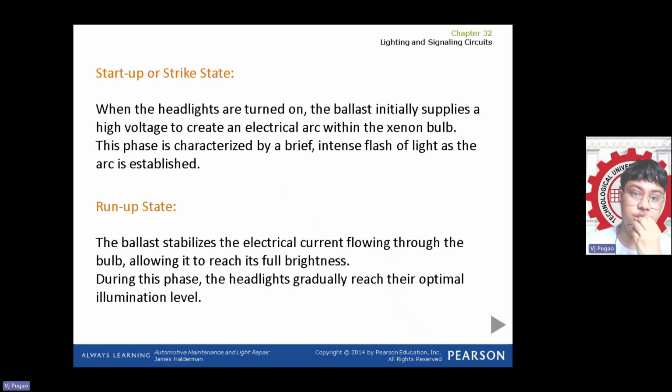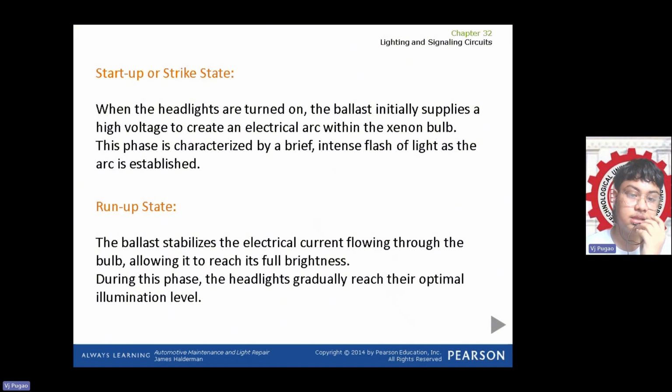The startup or strike state. When the headlights are turned on, the ballast initially supplies a high voltage to create an electric arc within the xenon bulb. This phase is characterized by a brief, intense flash of light as the arc is established.